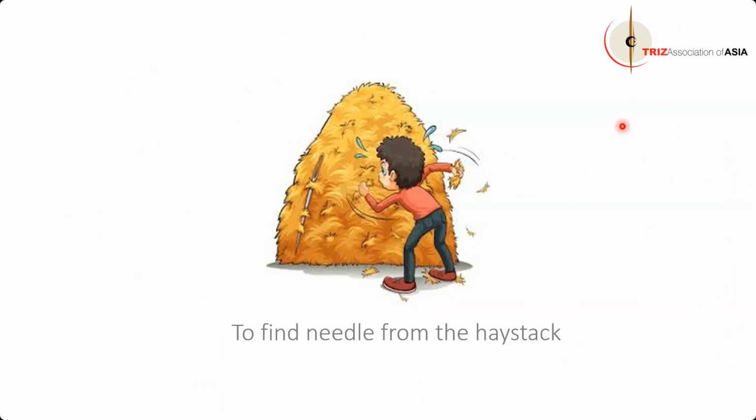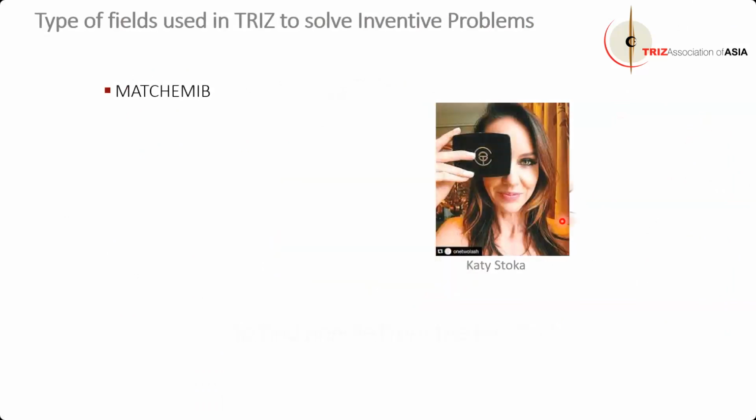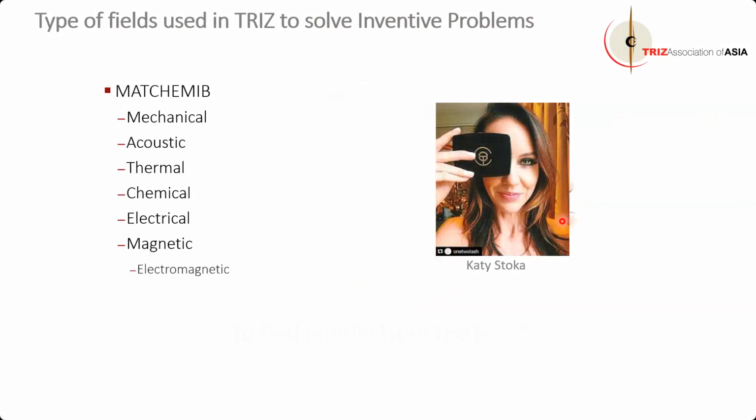Coming back, I'll give you one simple method. For that, if you have paper or pencil, please take note of this magic word, MATCHEM-IB. What is this MATCHEM-IB? Again, it is an acronym of mechanical, acoustic, thermal, chemical, electrical, magnetic, electromagnetic, which is the combination of electrical and magnetic, intramolecular, and B, biological.